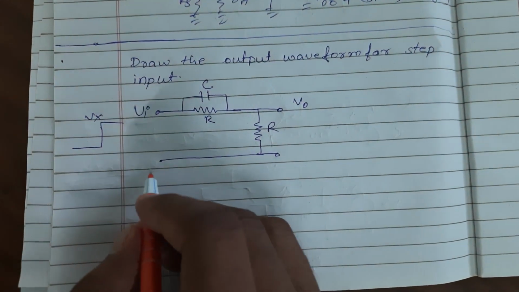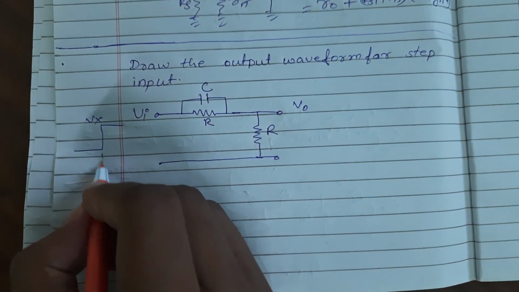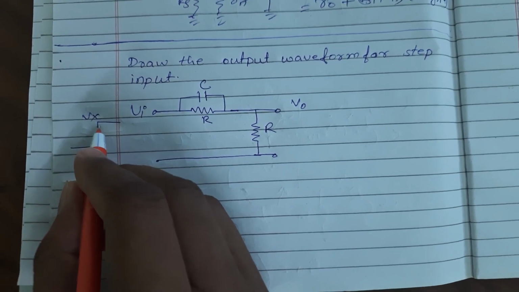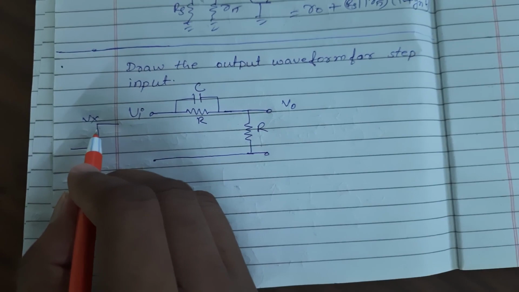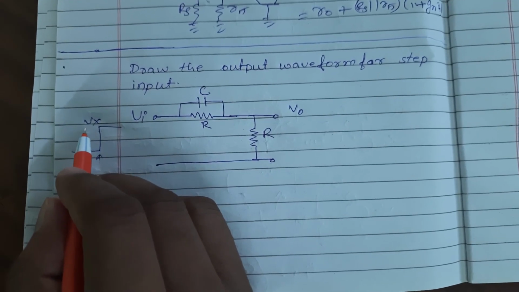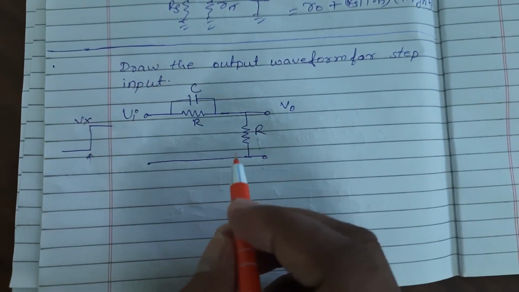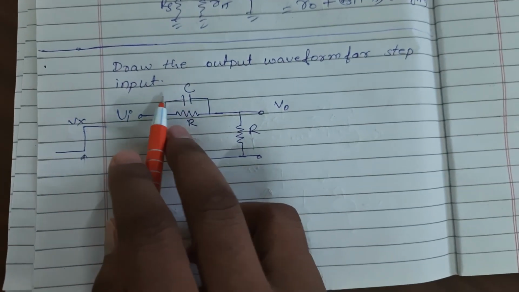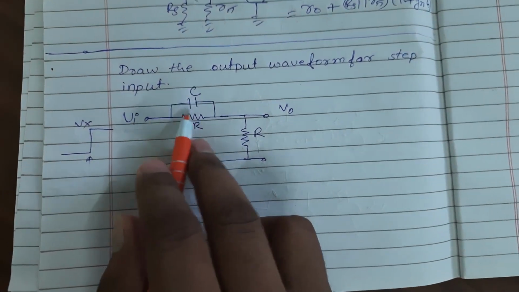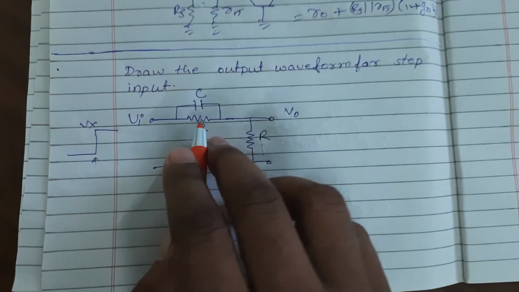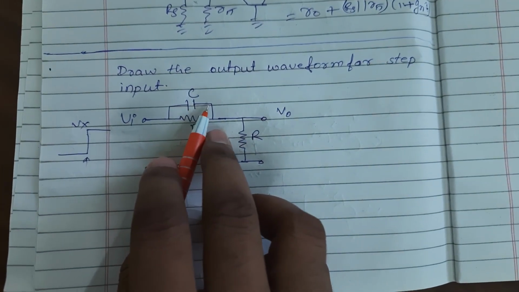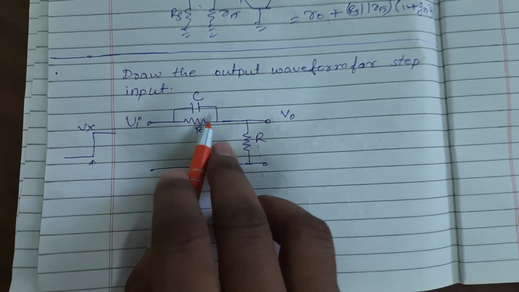So what we will see is that at time t is equal to 0, when the input is applied, the input changes abruptly from 0 to Vx volt. So at this time the input signal will be of high frequency. At high frequency the impedance of this capacitor becomes very close to 0, so this capacitor can be replaced with a wire.